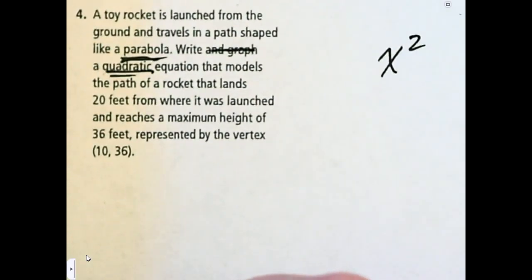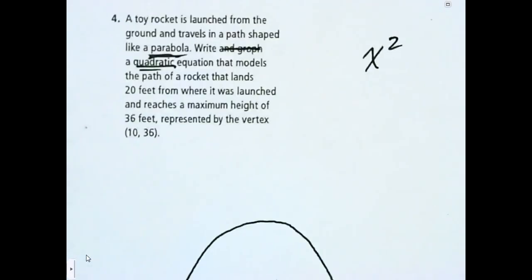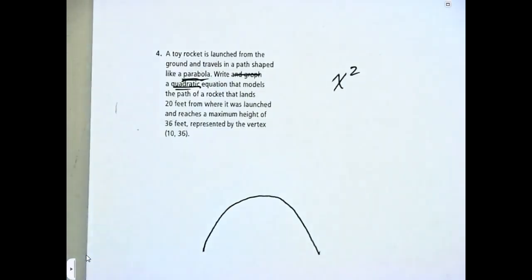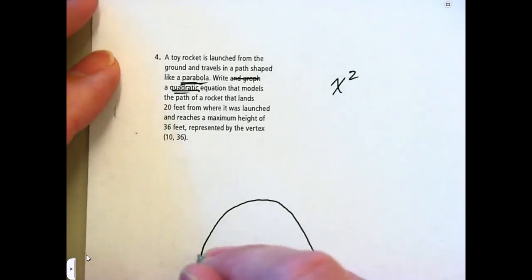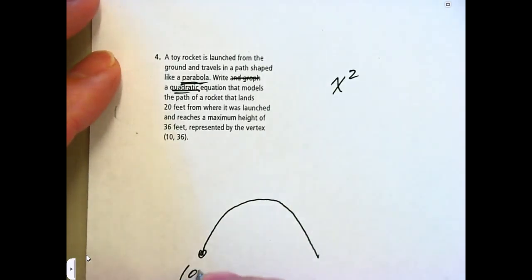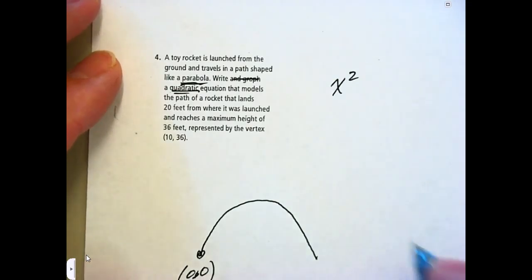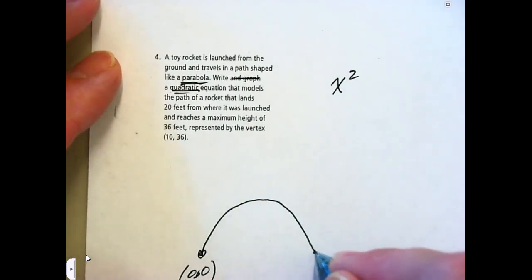My rocket is launched. Okay? Let's pretend for a second. It's launched from (0, 0). It's a good place to launch things from. We can pick wherever we want. It's launched 20 feet. So what is this point?